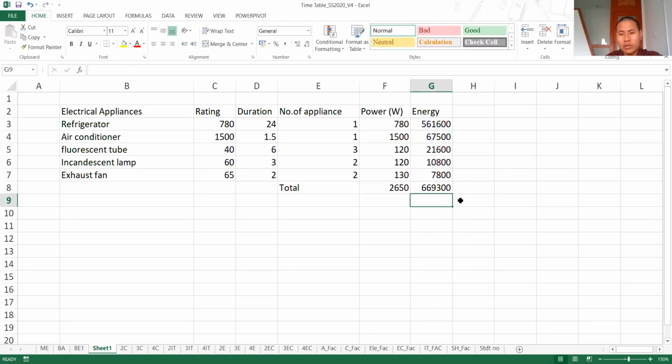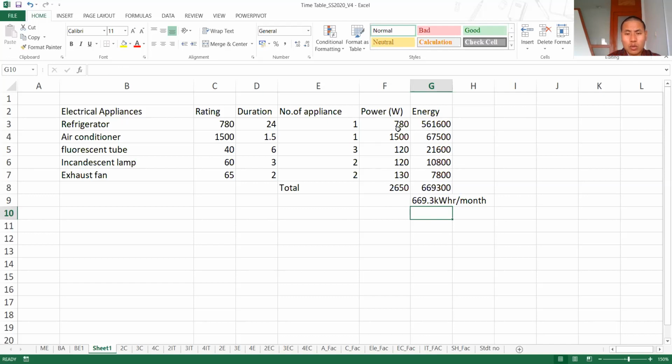when you do it like this, it's almost 669.3 kilowatt hour. Now the unit of the energy is kilowatt hour, and it is per month. So we have calculated it for a month. I hope you got the point of how to calculate this one.